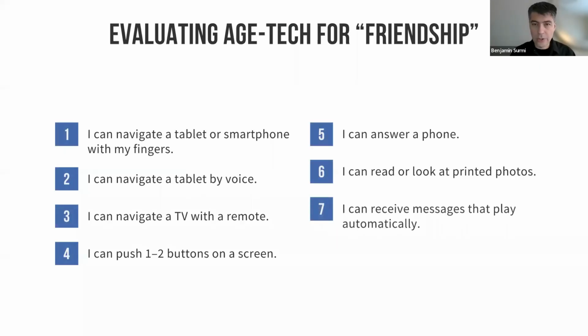Well, like we talked about earlier with evaluating age tech tools for friendship, there were different levels, right? I can use a phone, but I can't use a TV. I can't use anything except for a piece of paper, right? You've got to know where they're at to make a good decision. We talked about that already.